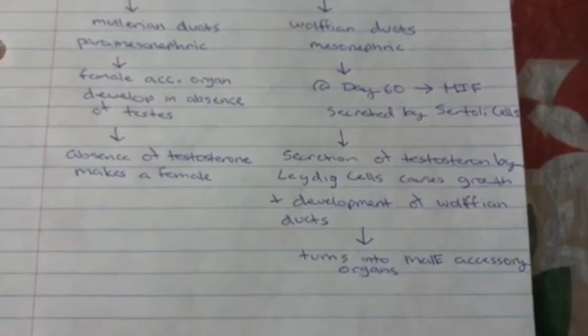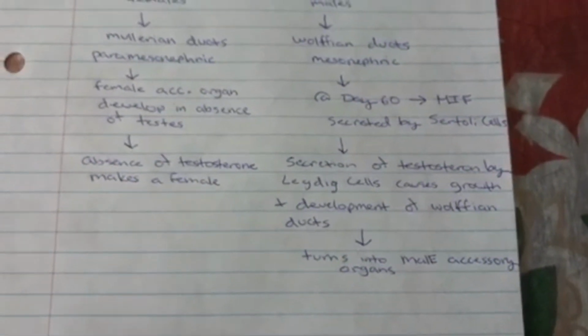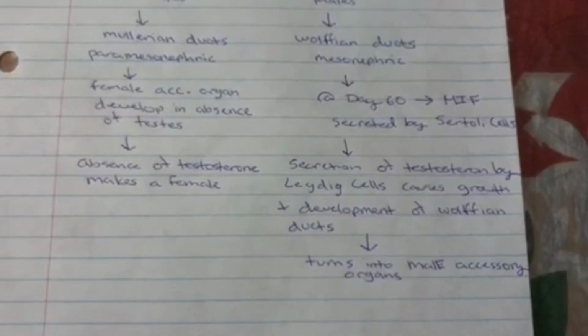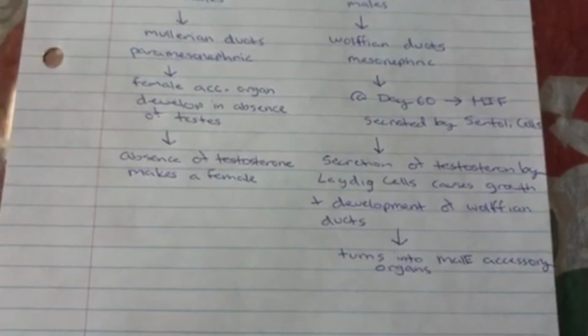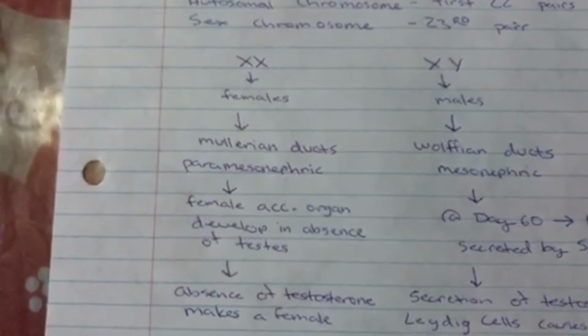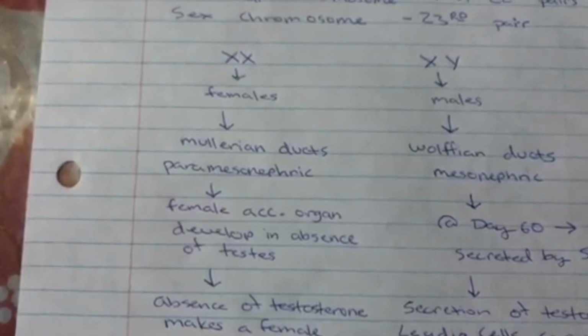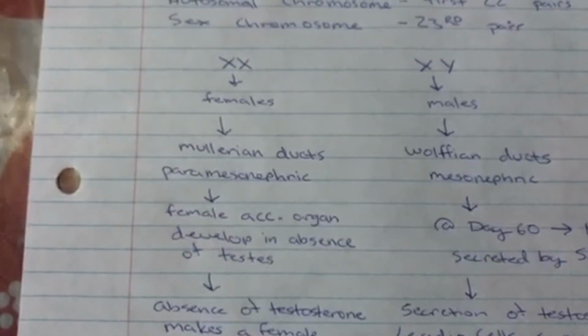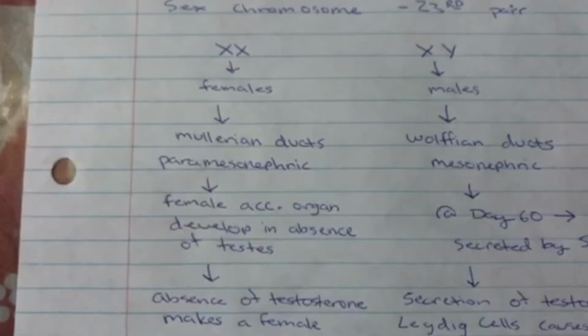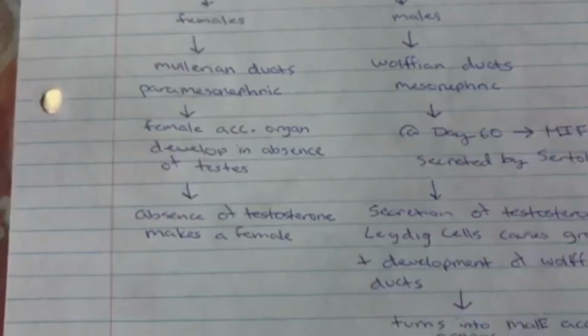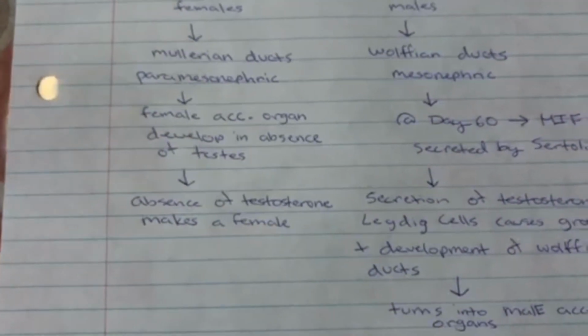Secretion of testosterone by the Leydig cells causes growth and development of the Wolffian ducts. This in turn develops into male accessory organs. For the female, Mullerian ducts, or paramesonephric ducts, will develop. Female accessory organs develop in the absence of testes, not as a primary development, and the absence of testosterone will make a female.